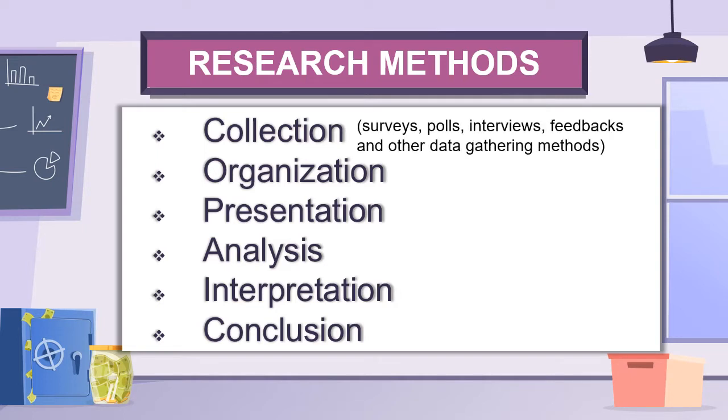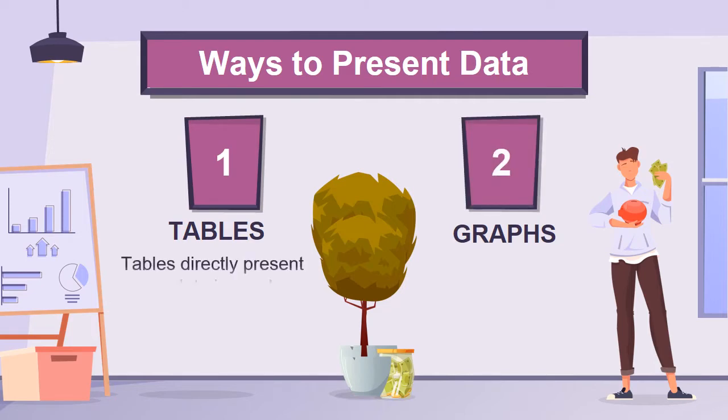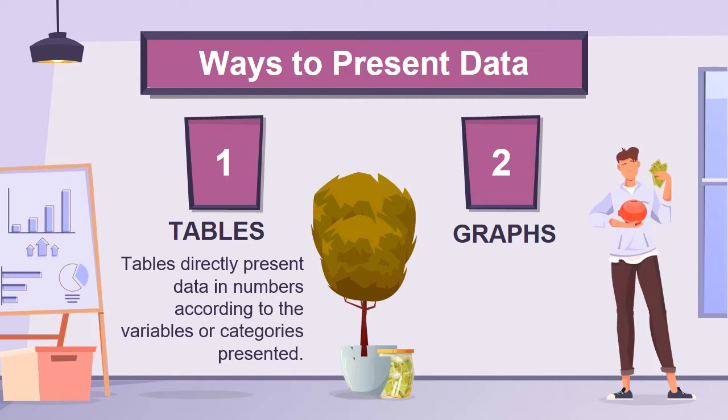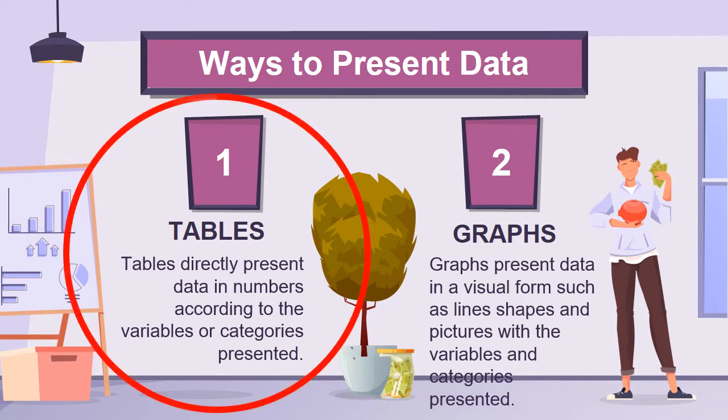As we discussed earlier, collection is made from surveys, polls, interviews, feedbacks, and other data gathering methods. And the data that is collected is organized by tallying and summarizing, in which it is presented in tables and graphs. So we will start off with this presentation. There are two ways to represent data. First one is by tables, and second one is by graphs. Tables directly present data in numbers according to the variables or categories presented, while graphs present data in a visual form such as lines, shapes, and pictures, with the variables and categories presented. But in this video, we will focus on tables.